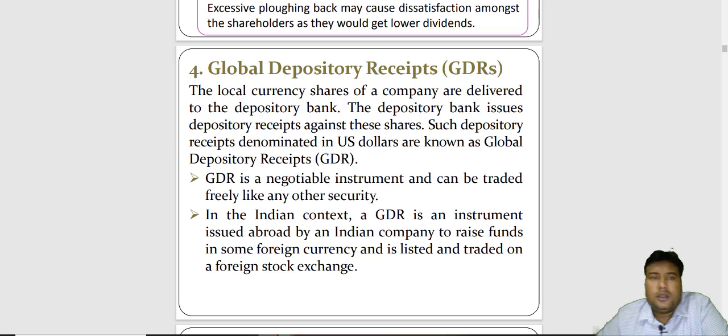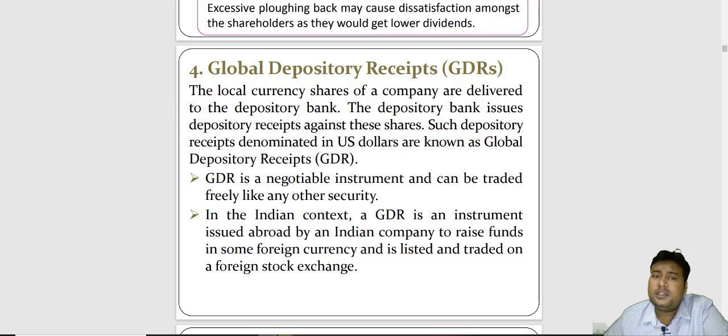Now look, child, now we will discuss the GDR, ADR and IDR. What is GDR? First we will discuss. The local currency shares of a company are delivered to the depository bank. The depository bank issues depository receipts against these shares, and such depository receipts denominated in US dollar are known as a global depository receipt. Why US dollar? Because US dollar is an international money.